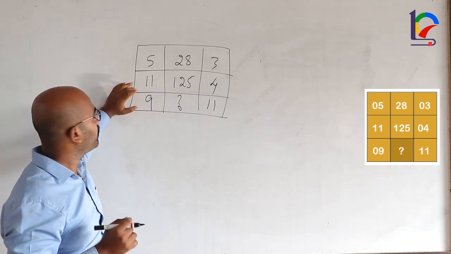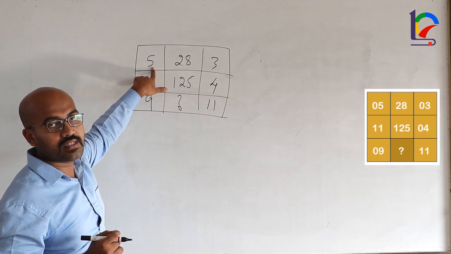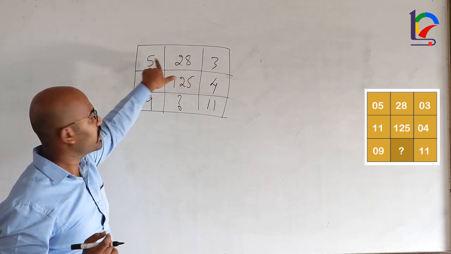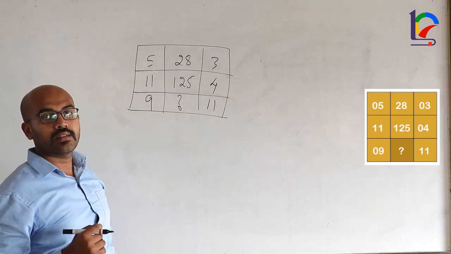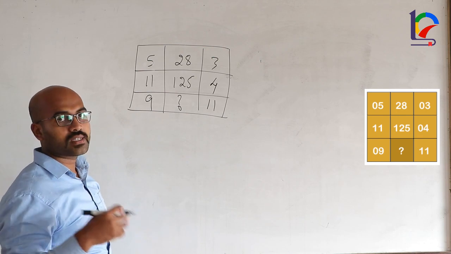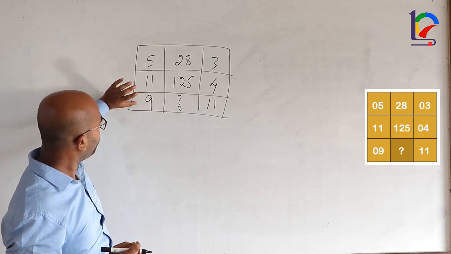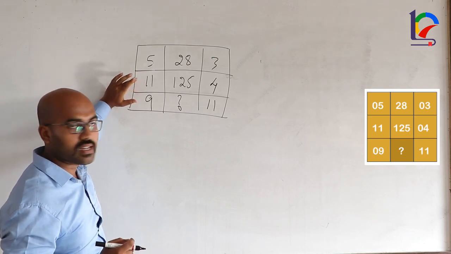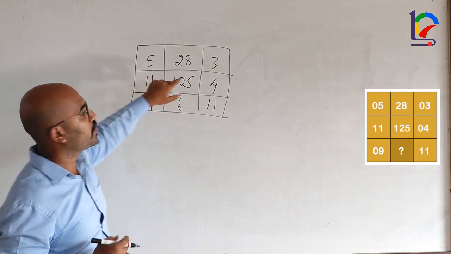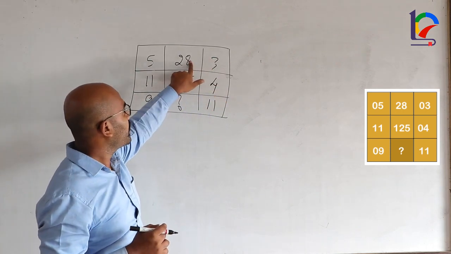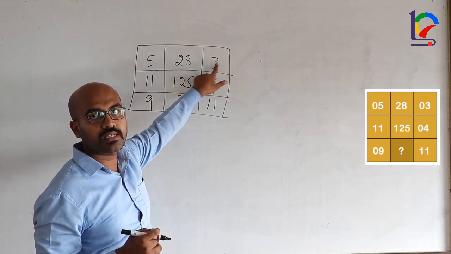Not exactly. So 28 and 5. So 28 and 5, is it related? 28 minus 5 is 23. So 23 and 3 are not related. So what is the other way we can solve this? So 9 and 11. So let us take the third and the second. So 9 minus 11 is 2. So is 2 and 5 related? No. So here 3 and 28. 28 minus 3. So 28 minus 3 is 25.